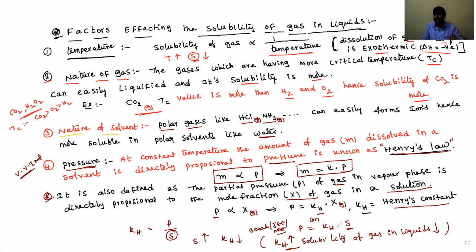This effect of pressure is nothing but Henry's law. So the solubility of gas in liquids is directly proportional to pressure. This we can also explain as: the partial pressure of a gas in vapor phase is directly proportional to the mole fraction of gas in a solution. According to that, P is equal to Kh into mole fraction of that gas, or P is equal to Kh into S. Okay students, now we need to discuss Henry's law limitations. What are the important limitations of Henry's law, and the applications of Henry's law are also very, very important.